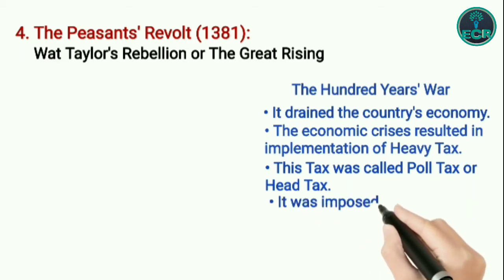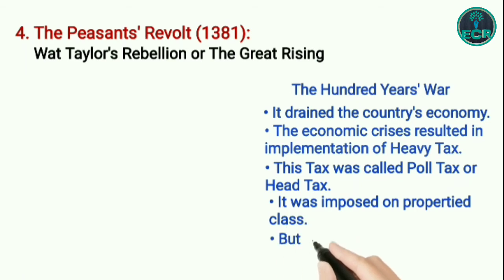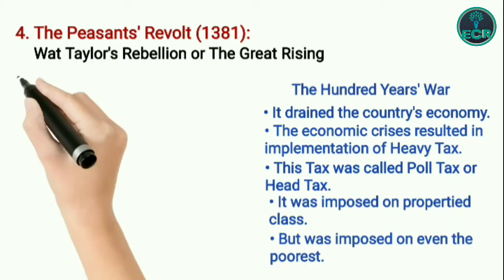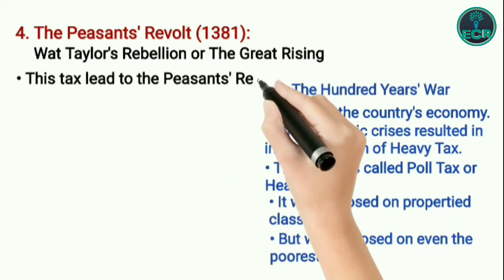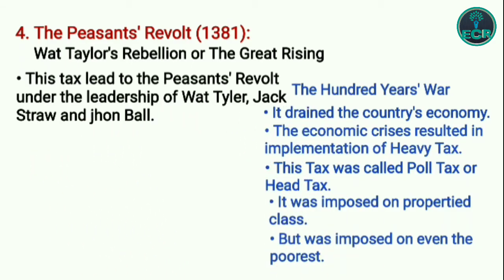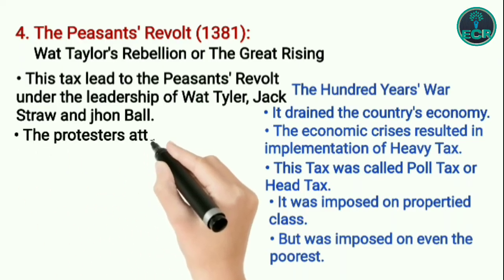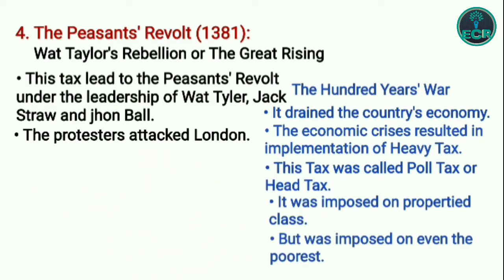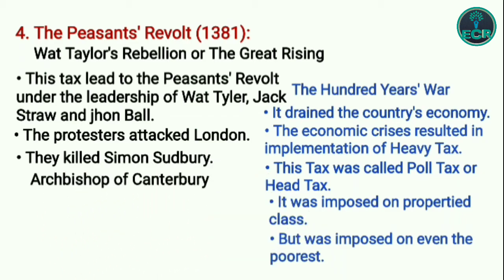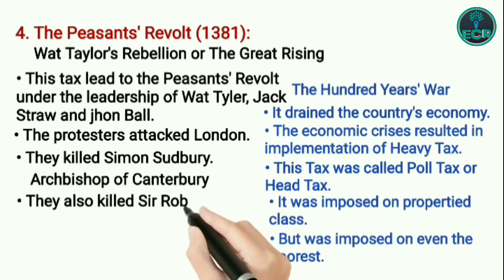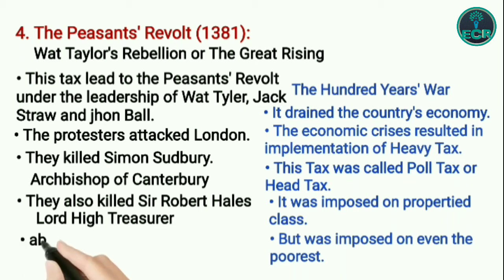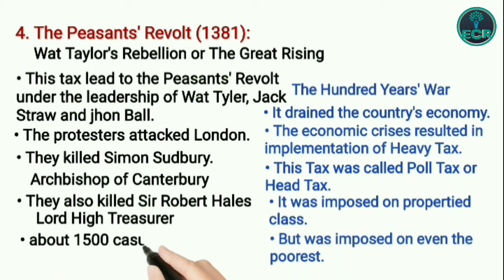Usually, this tax was imposed on property classes, but this time it was imposed on even the poorest. This tax led to the Peasants' Revolt under the leadership of Wat Tyler, Jack Straw, and John Ball. The protesters attacked London. They killed Simon Sudbury, who was at that time Archbishop of Canterbury. They also killed Sir Robert Hales, Lord High Treasurer at that time. The revolt resulted in about 1500 casualties.